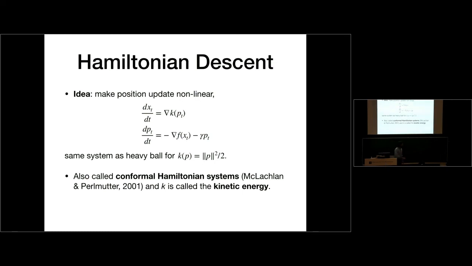Okay, the reason we're calling this Hamiltonian descent, there's all sorts of connections to physics, which we talk about in the paper, but just a pithy little thing. In physics and in geometry, these are studied, and they're called conformal Hamiltonian systems. And in particular, the function k is known in physics as the kinetic energy. And so that's the name I'm going to use from here on in.